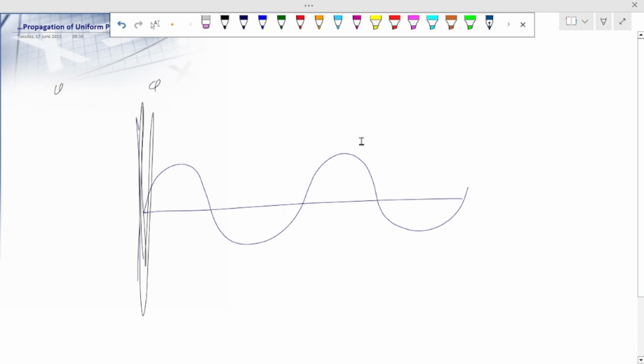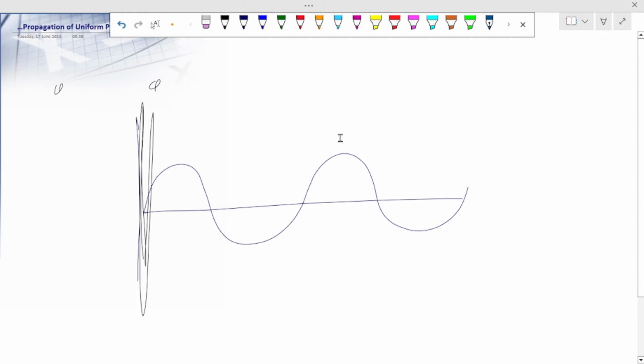So how is a uniform plane wave propagated through space? That's what we want to talk about. But why is that even important? This is important because this concept serves as basic knowledge in the design of wireless communication, radar systems, optical fiber communication, a lot of things.